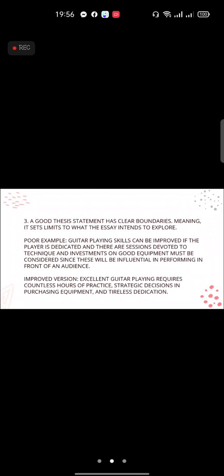And the last one, a good thesis statement has clear boundaries, meaning it sets limit to what the essay intends to explore. Again, avoid wordiness. So, yan, basahin yung for example. Doon na tayo agad sa improved version. So, we have excellent guitar playing or the guitar playing skills requires countless hours of practice.